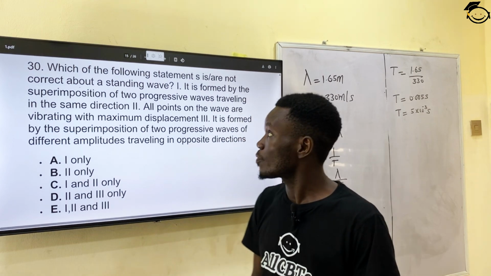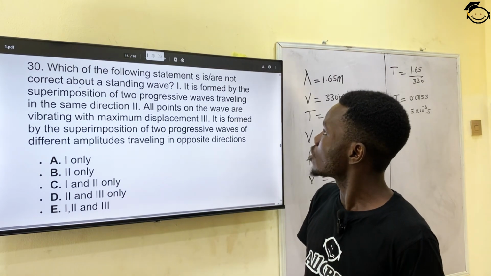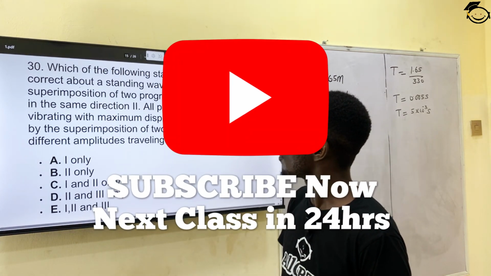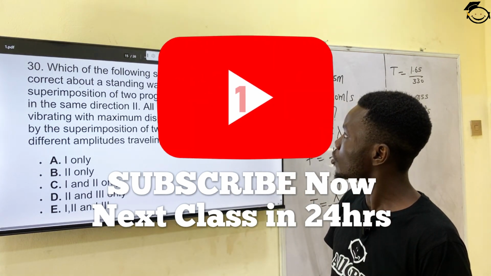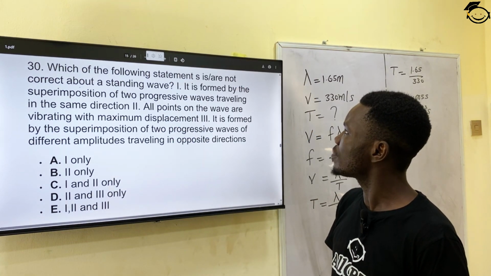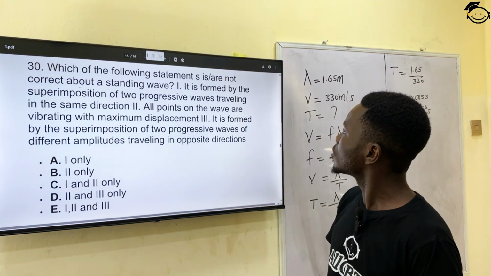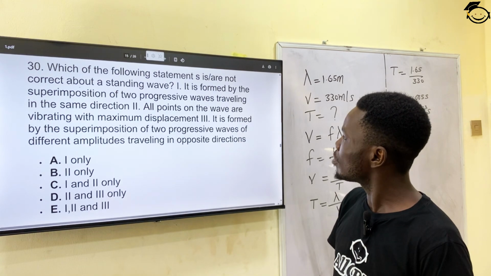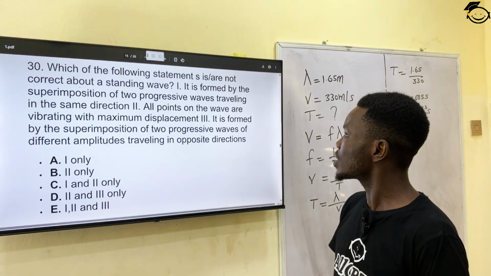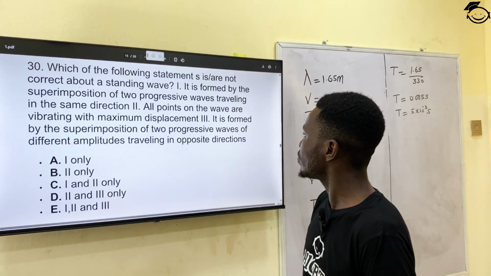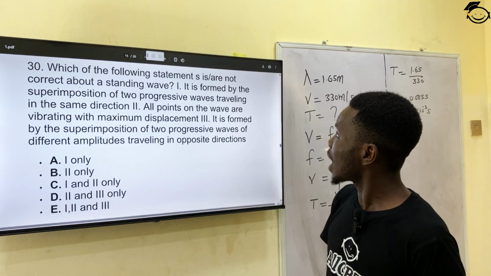Okay, and then the final question for today, question number 30, says which of the following statements is or are not correct about a standing wave? Roman figure 1 says it is formed by the superimposition of two progressive waves traveling in the same direction. Roman figure 2 says all points on the wave are vibrating with maximum displacement. And Roman figure 3 says it is formed by the superimposition of two progressive waves of different amplitude traveling in opposite direction. Now, each one of these options is not correct.